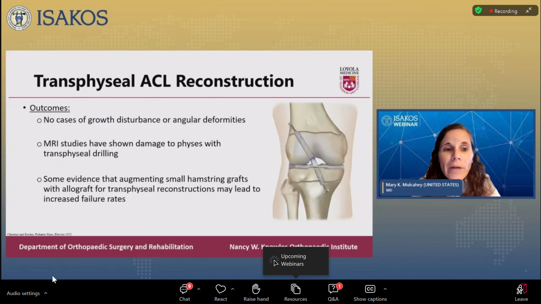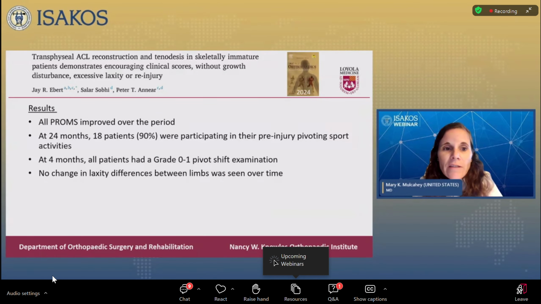For transphyseal ACL reconstruction, very limited reports of growth disturbance, especially if you're taking into account drilling smaller tunnels, making them a little bit more vertically oriented. And if this is done in our patients who are essentially skeletally mature, there's a very low risk of disturbing or disrupting the physes. MRI studies can show some damage to the physes with transphyseal drilling. And then there's some evidence that augmenting small hamstring grafts with allograft for transphyseal reconstruction can lead to increased failure rates. So again, we're really trying to avoid allograft in any regard in these young patients.